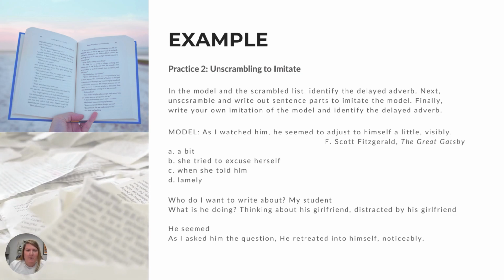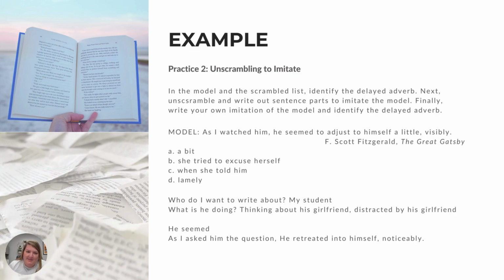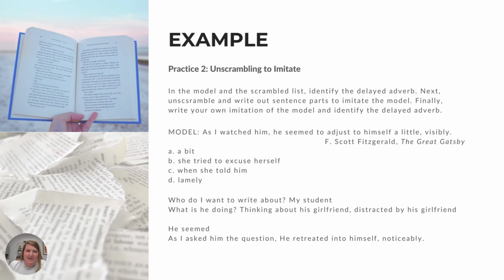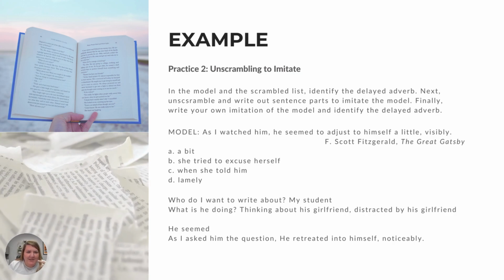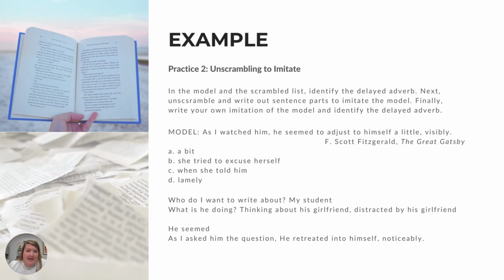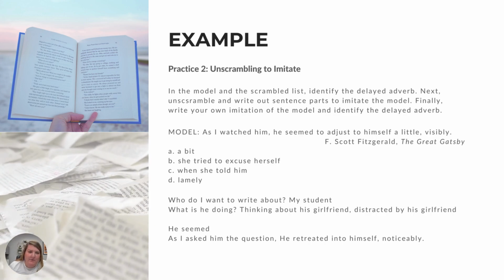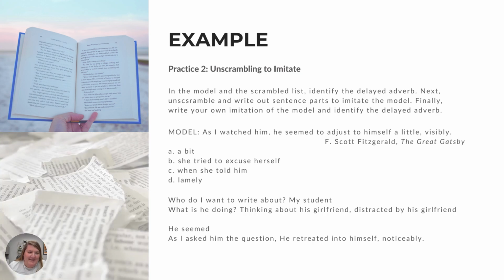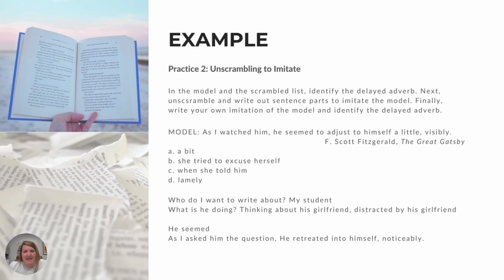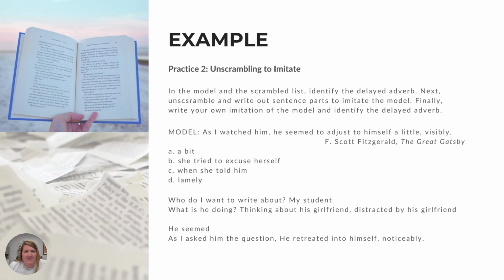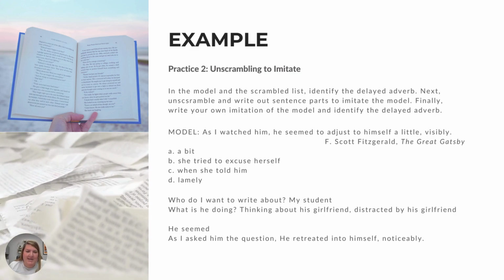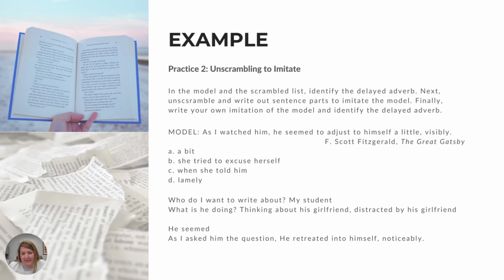So who do I want to write about? My student. What is he doing? He's thinking about his girlfriend. He's distracted by his girlfriend. Then I immediately went to "he seemed," but "seemed" is repetitive, so I don't want to do that. So here's my sentence. I started here: "He retreated into himself." You'll notice that the H is capitalized. You can see that I started there because I capitalized it. Then I went backwards: "As I asked him the question, he retreated into himself noticeably."